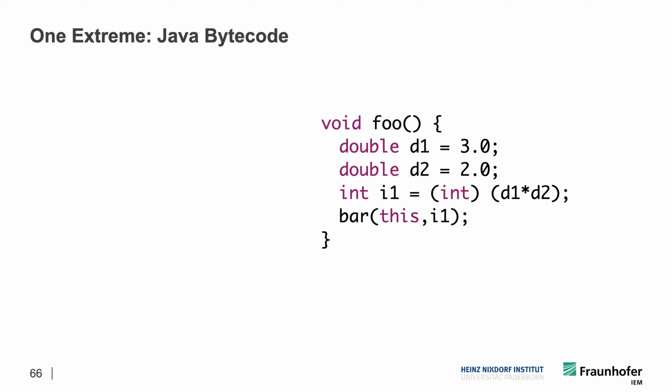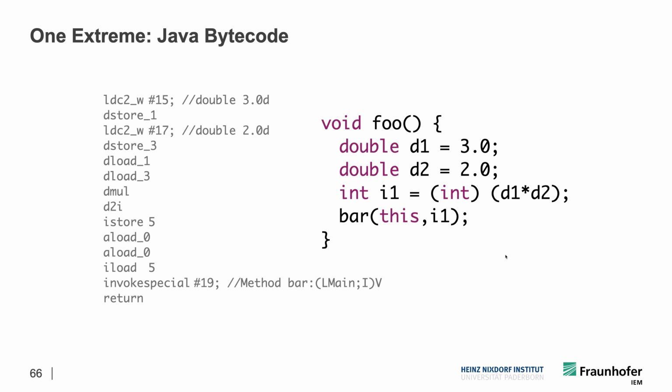So let me show you a little bit in more detail what challenges you might have in this space. Here we again have some Java source code, and it's doing something very simple. It's taking two doubles, multiplying them, casting them to an int, and passing the result to a procedure call. On the left-hand side, you now see a dump of the Java bytecode for that particular method. And let's look a little bit through this, what's happening here.